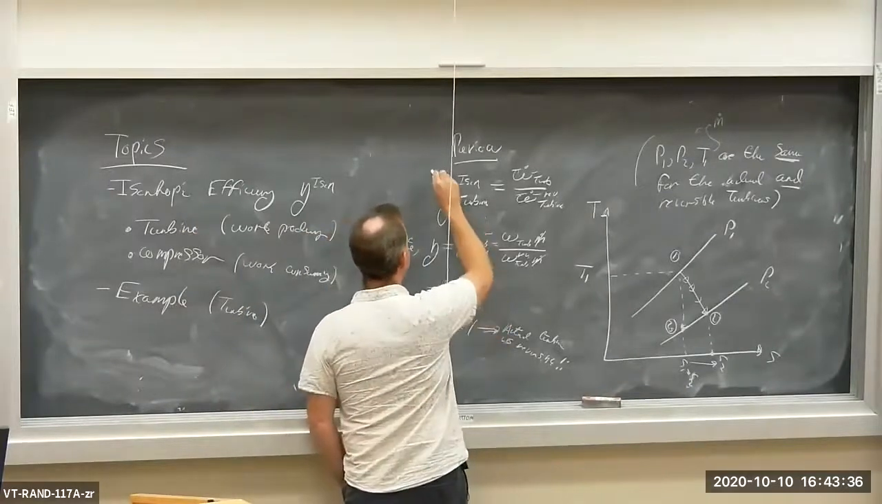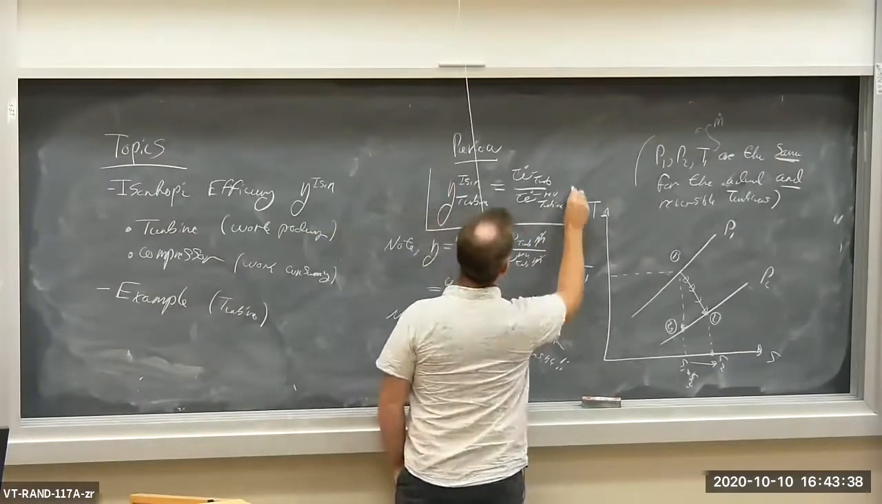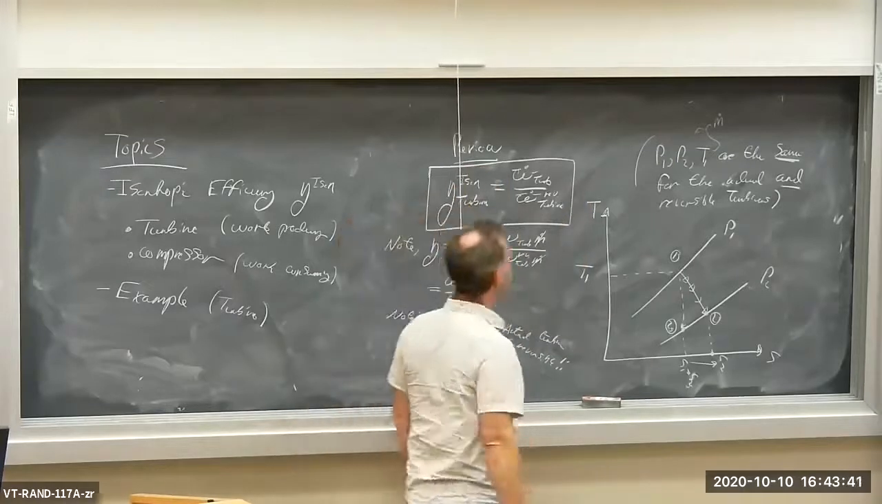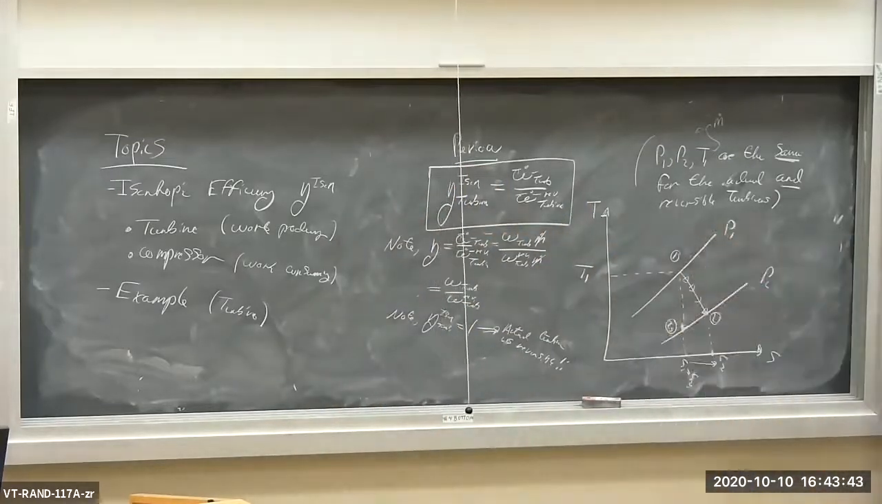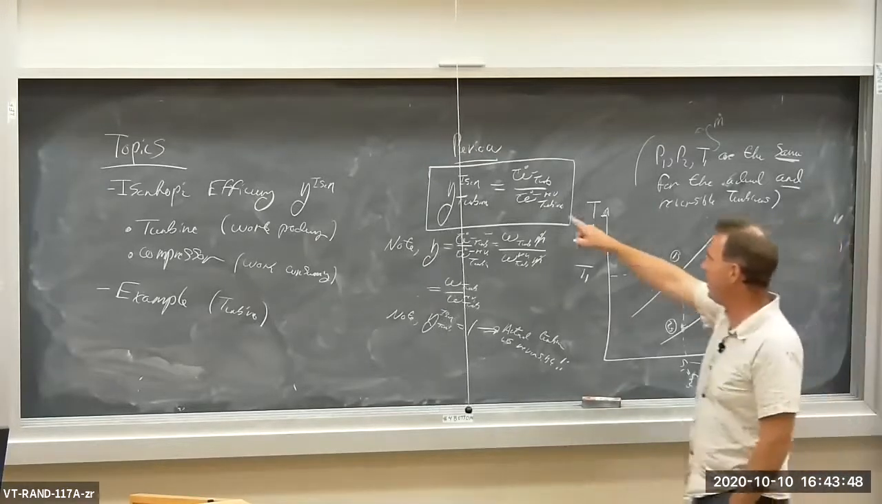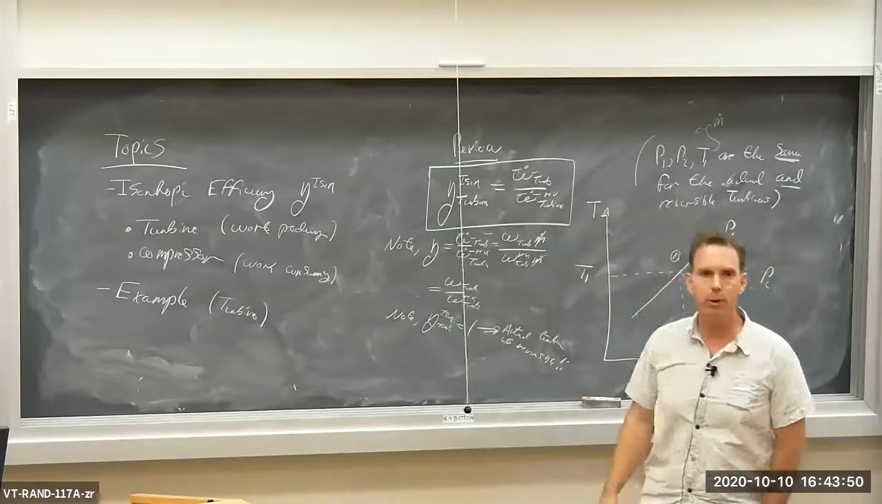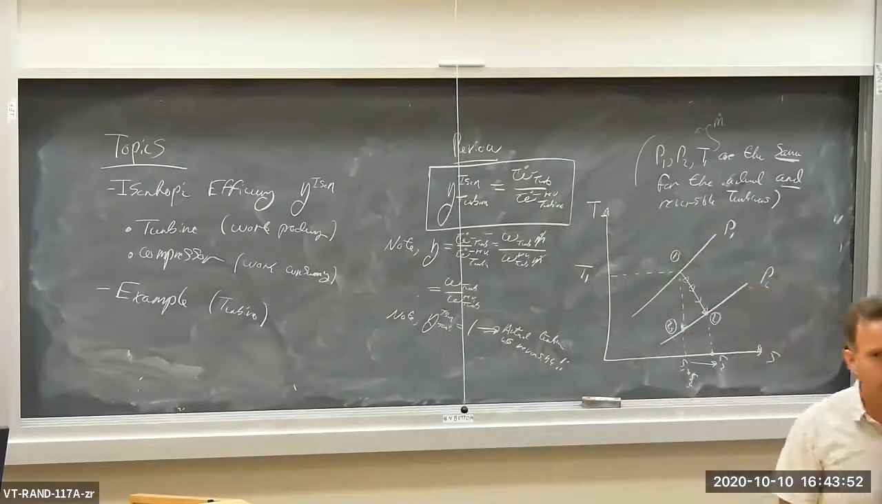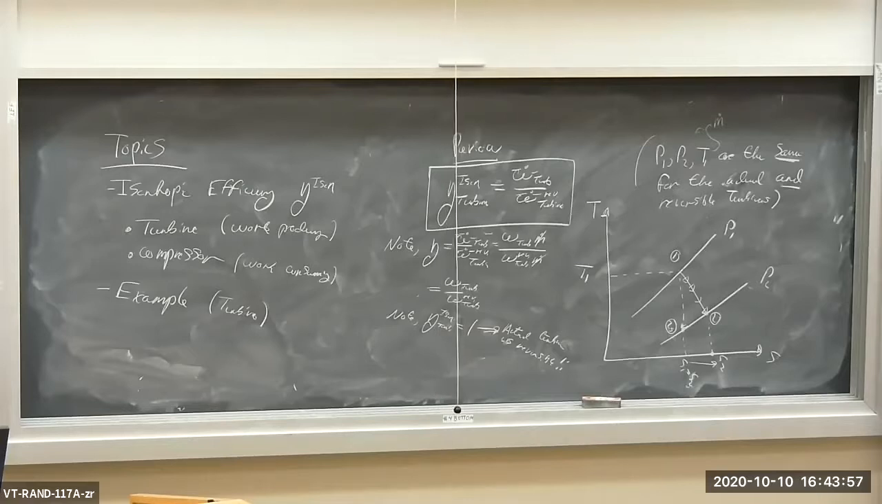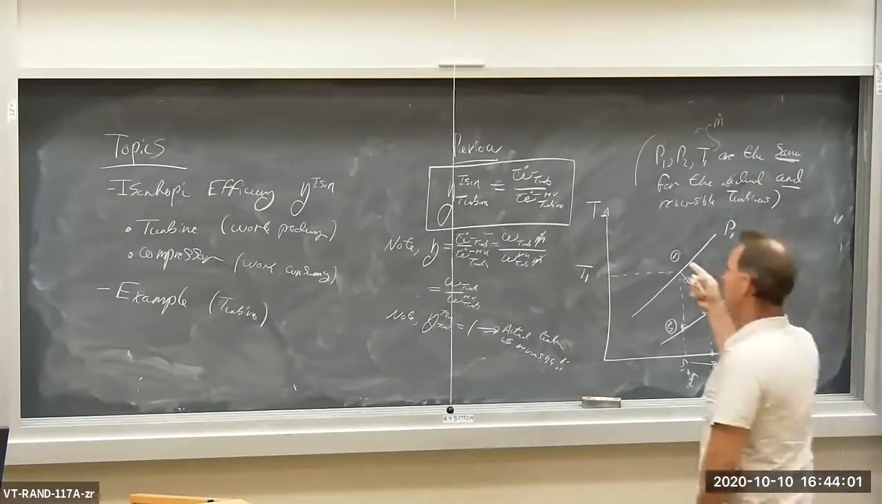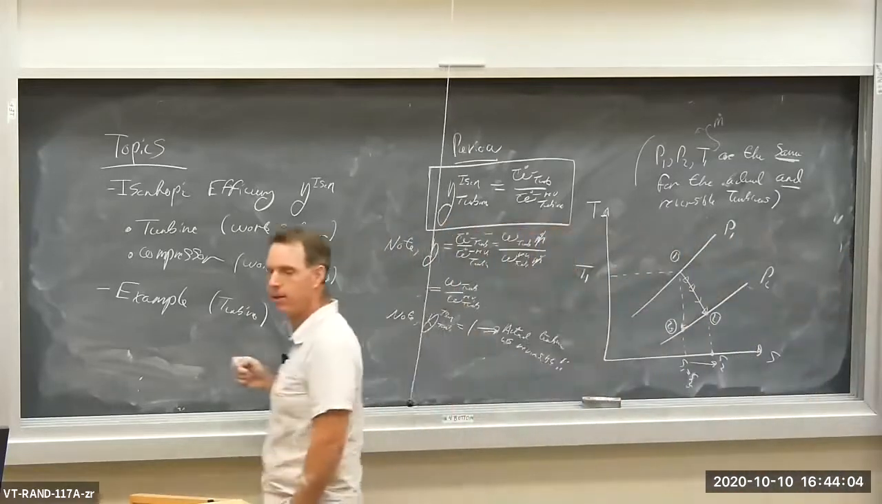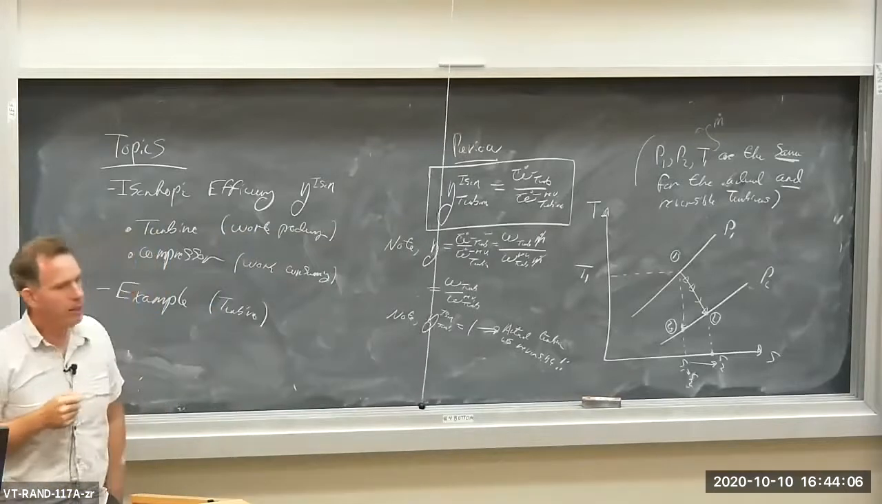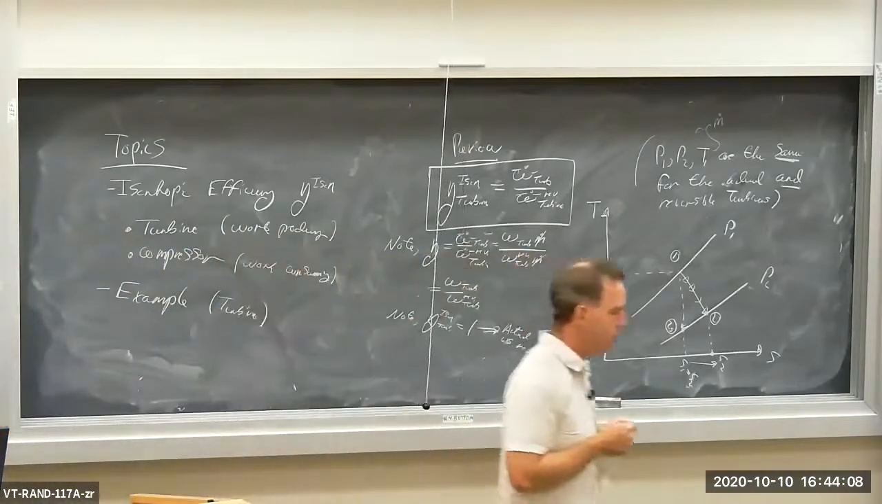The definition, I'm going to put a little box around this. The definition for the isentropic efficiency for a turbine is equal to W dot for the actual turbine divided by W dot for the reversible turbine. The reversible turbine produces the most power. The actual turbine produces the least power. So this ratio here is less than or equal to 1. Okay, so put a box around these definitions for isentropic efficiency.